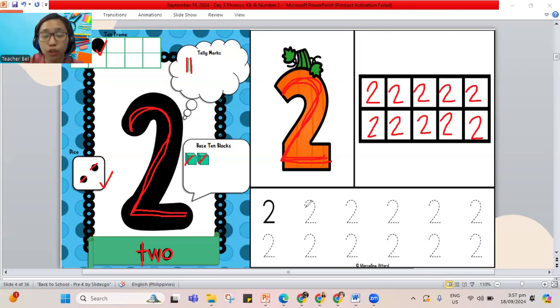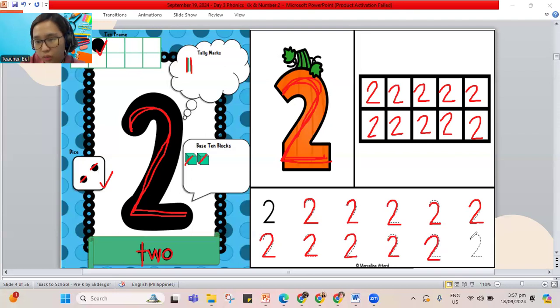On your board, you write 2. I'll trace it on my screen here. So here, number 2, go down and out. We have our number 2. This is how you make your number 2. So here we have our number friend. It is the number 2.